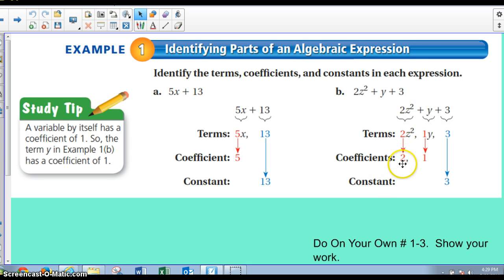My coefficient is 2. The second power goes with the variable. It does not go with the 2. So the coefficient is 2. Another coefficient is 1. Y cannot just sit by itself when you're trying to identify coefficients. So it has to be the 1. I will look for both if you're answering these questions. And the constant is 3. Please do the on your own 1 through 3. In this case you don't have to show your work, you just have to list them out. And come back when you're done.